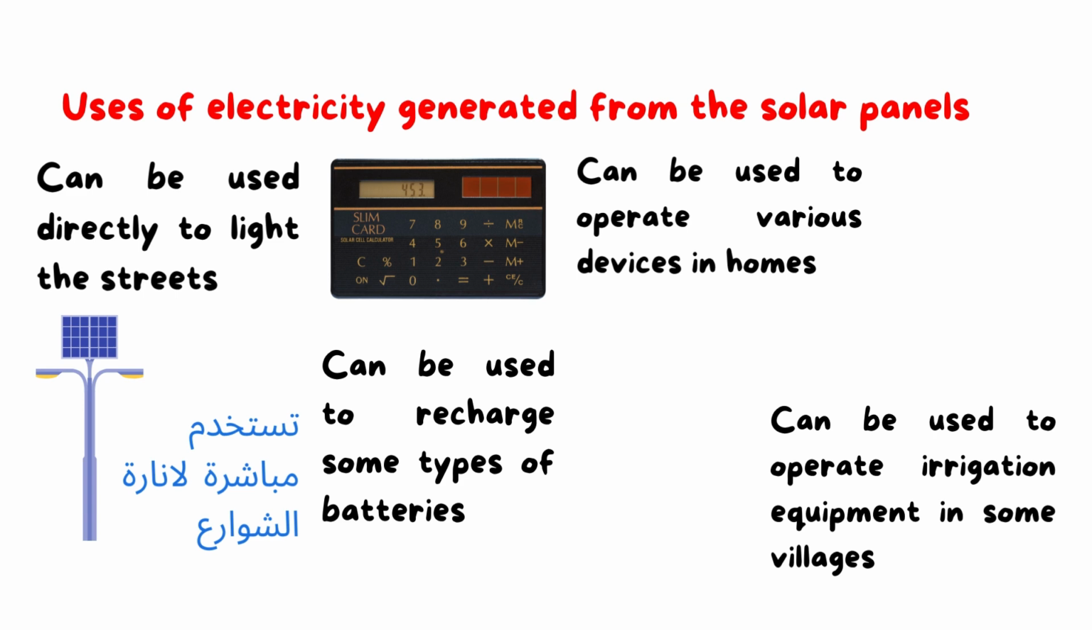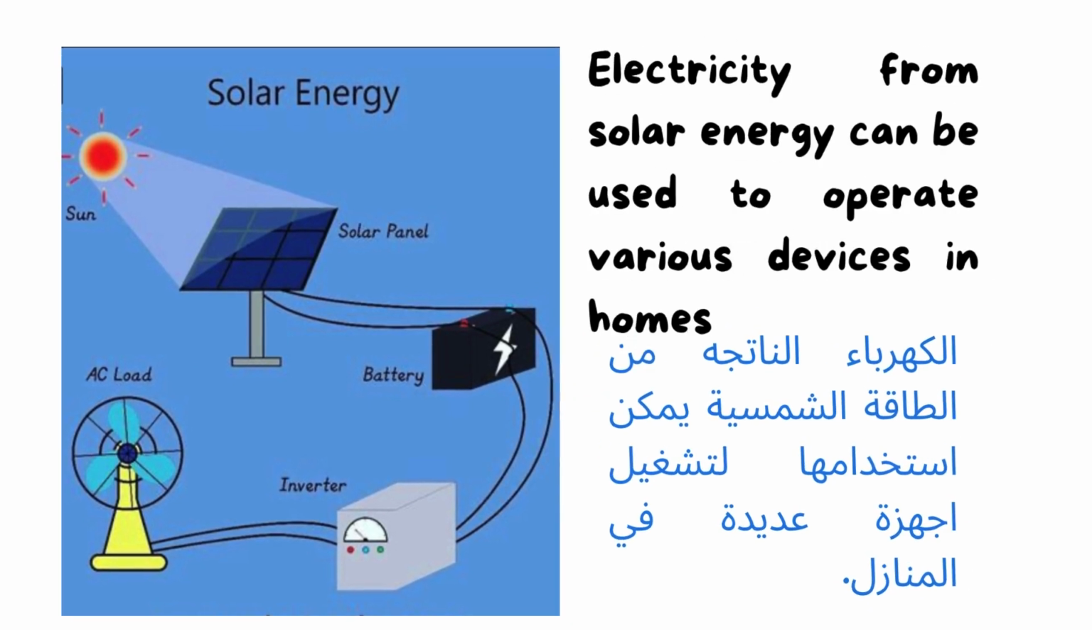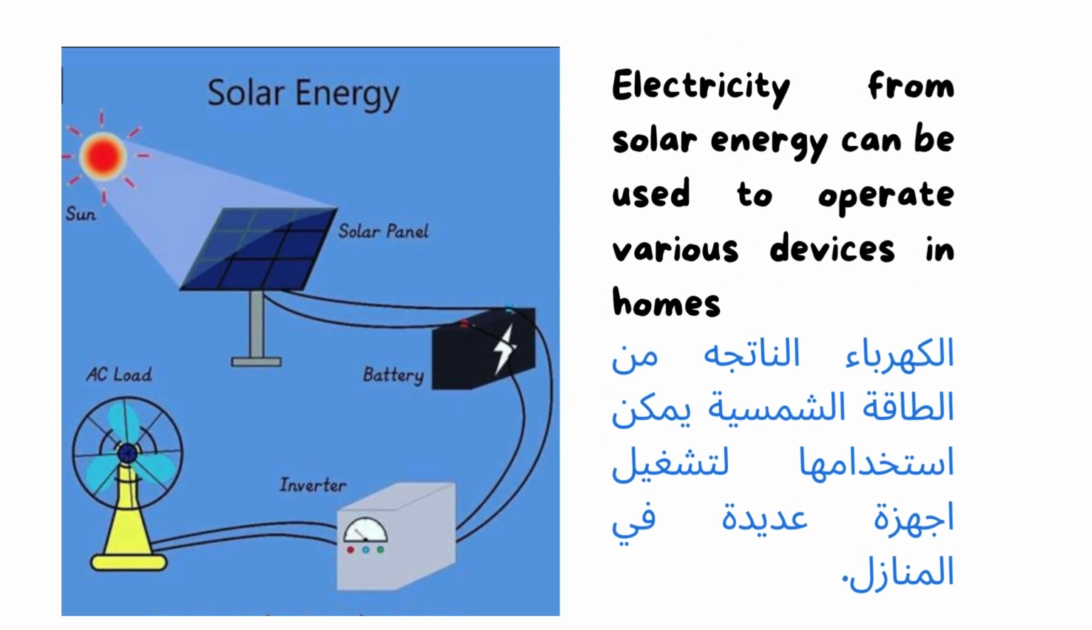And the third use, we can use this electricity generated from the solar panels to operate various devices in homes. As we see here, there are many devices that can be operated by the electricity that is generated from the solar panel, okay? So electricity from the solar energy can be used to operate various devices in homes. Various means what?